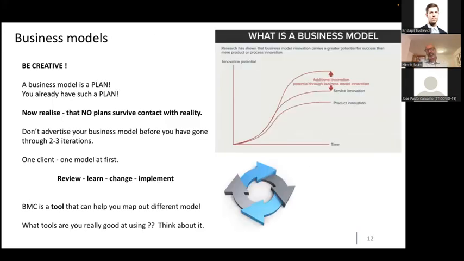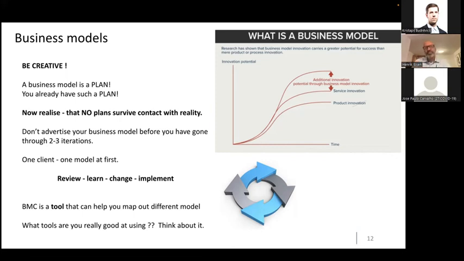So, business models. And this is actually the slide that everybody's been waiting for, because this is the entire session today. So what am I going to say about business models? Well, my first advice is to be creative. There's no such thing as a standardized business model. You can think there is, but depending on the product and the value proposition, there's always a lot of creativity available to you. You think of the business model as a plan, but you already have it.